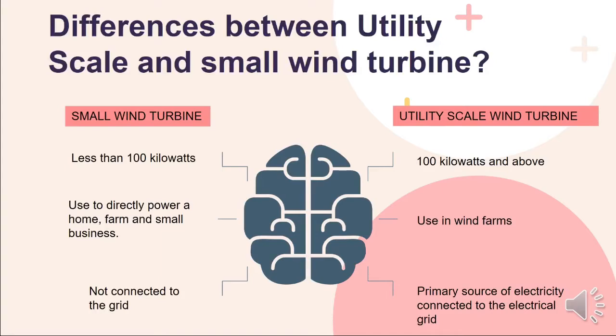Utility-scale wind turbines work at 100 kilowatts and reach up to even a few megawatts. There are also the really large turbines that are usually seen in wind farms. These turbines serve as the primary source of electricity in the electrical grid.